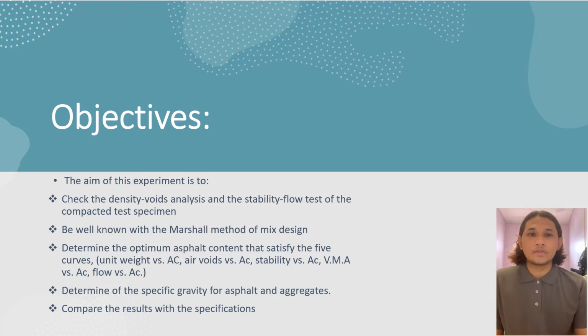Today I will be explaining the objective of this experiment. The aim of this experiment is, first, to check the density and void analysis and the stability and flow test of the compacted test specimen. Second, to become familiar with the Marshall method of mix design and determine the optimum asphalt content that satisfies the 5 curves, which are unit weight versus AC, air voids versus AC, stability versus AC, VMA versus AC, and flow versus AC, and determine the specific gravity for asphalt and aggregates. And the last one, compare the result with the specification.